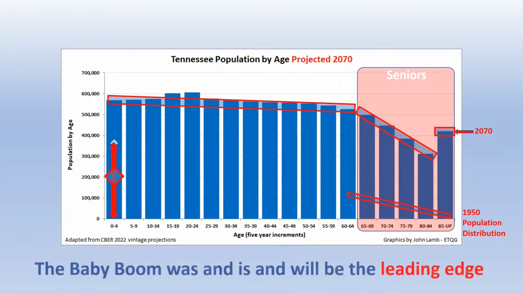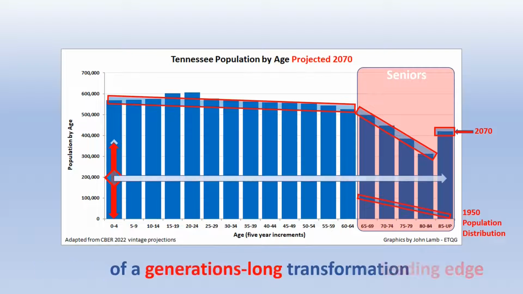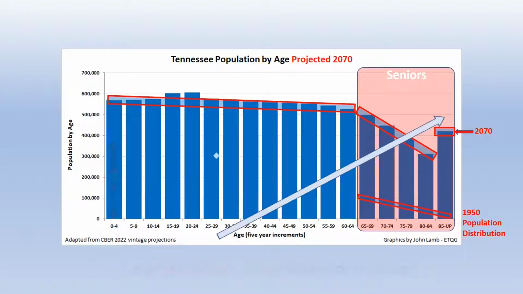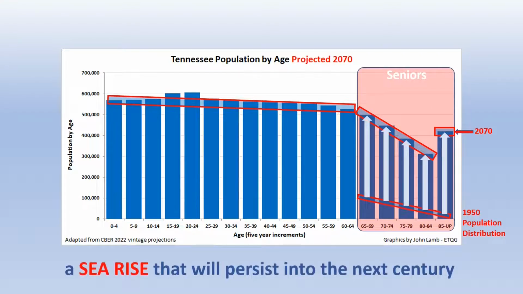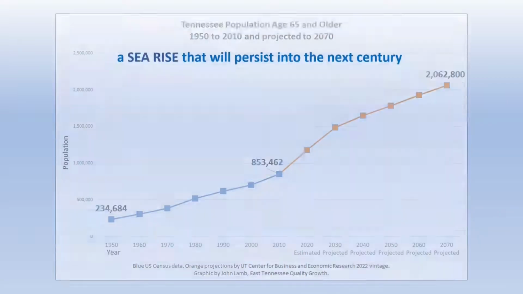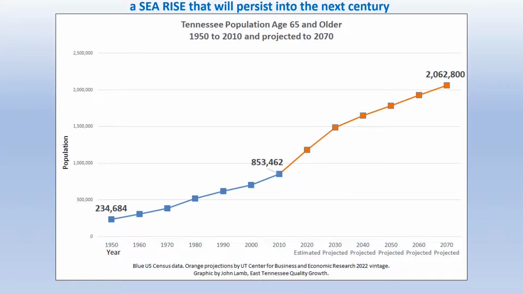The baby boom was and is and will be the leading edge of a generations-long transformation of the population, like a sea rise that will persist into the next century. To further illustrate the aging transformation and its long-term persistence, we can focus on the senior population count from 1950 to present and projected to 2070.